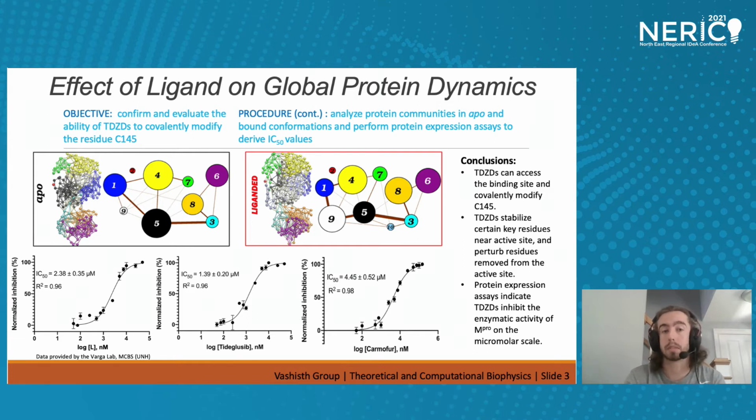Furthermore, we performed protein expression assays to derive the inhibitory concentration of our ligand, and we report inhibitory concentrations on the micromolar scale, comparable to known inhibitors tideglusib and carmifer. Thank you for listening to my talk.